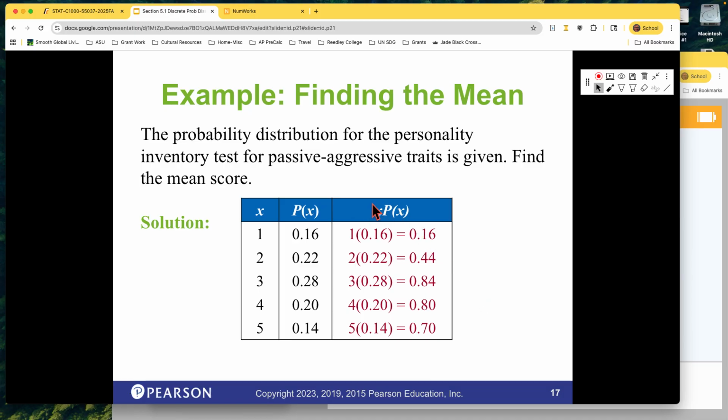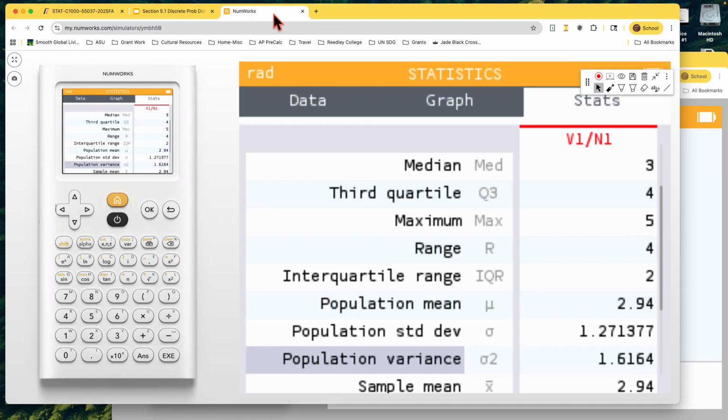So that's that. And then you're going to sum them. You're going to add all of these together, right? So 5 is 0.14 times 0.7. You add them together, 2.94. Isn't that what we had? Well, the calculator's still there. 2.94. Calculator did it for us. It's just a weighted mean.